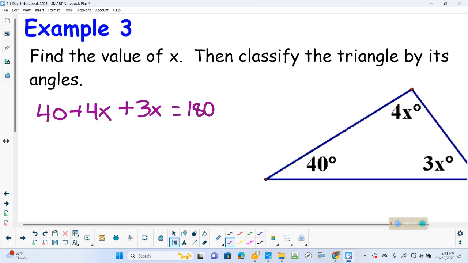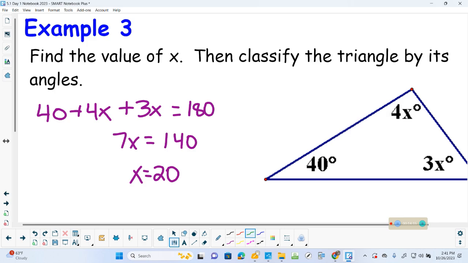So now we're just going to do a little bit of algebra, of course. 4x, 3x, let's combine it. You guys are very good at solving equations. I'm also going to go ahead and save us some writing. Let's subtract 40 over here. What's 180 minus 40? 140. X is 20. We're solving equation machines. Okay, we found the value of x, great. Then it says classify it.